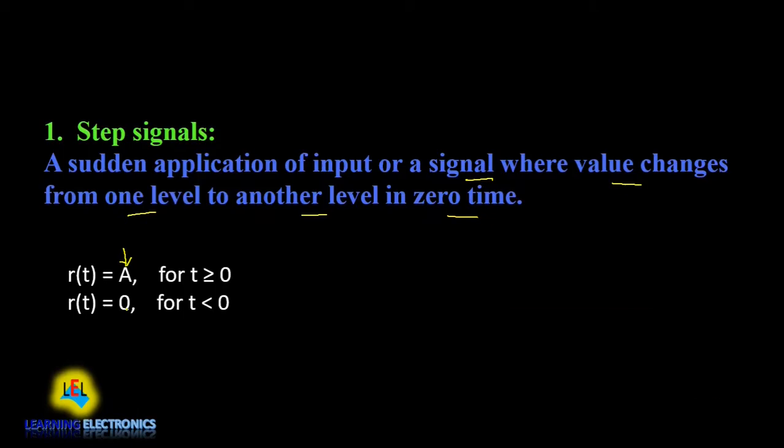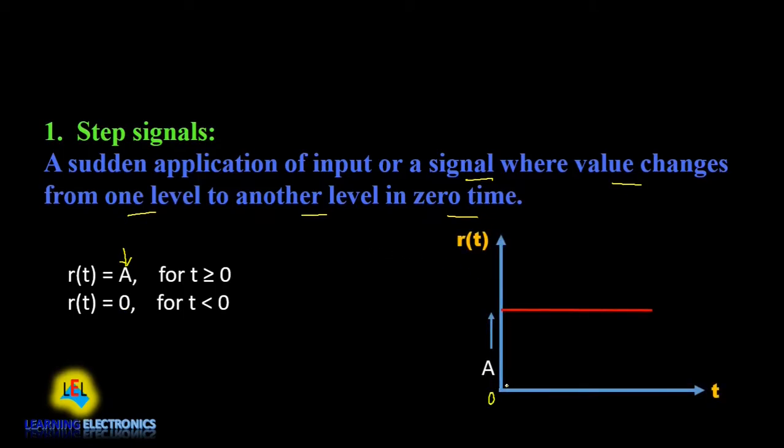So this is the graphical representation of the step signal. Here you can see this signal is changing from 0 to A in 0 time. That means this step signal is changing from one level to another level in 0 time, and it remains at this amplitude of A after t is equal to 0, meaning it will remain at the amplitude of A for time greater than 0 also.